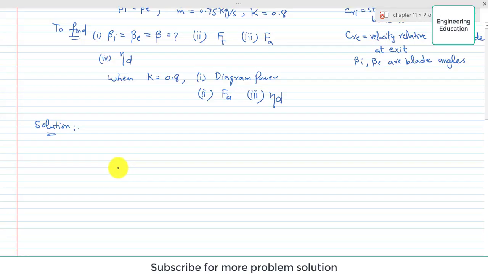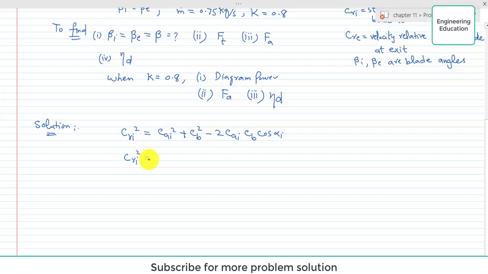So first of all, from the triangles, using law of cosine, CRI square is equal to CAI square plus CB square minus 2 CAI CB cos alpha I. First we find the relative velocity to the blade at inlet. We know CAI, which is the absolute velocity at inlet, and the blade velocity. So from this we will calculate the value of relative velocity at inlet.